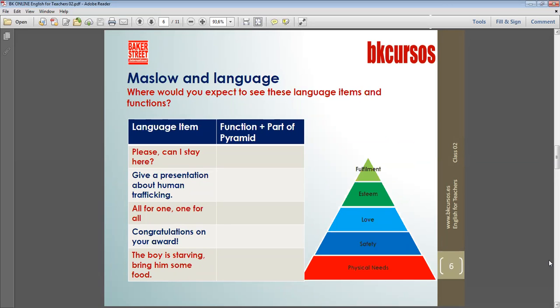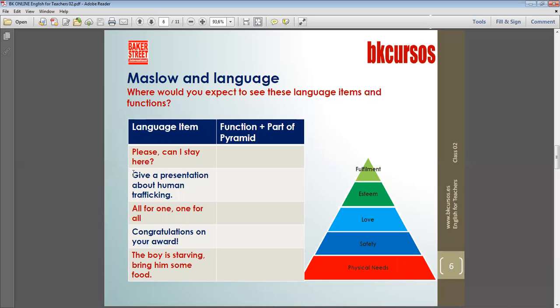Which part of the pyramid do you think they applied to? Have a little look. We've got 5 language items. Number 1, please can I stay here? Number 2, to give a presentation about human trafficking. Number 3, which is a quote, all for one, one for all. The other one, congratulations on your award. The boy is starving. Bring him some food.